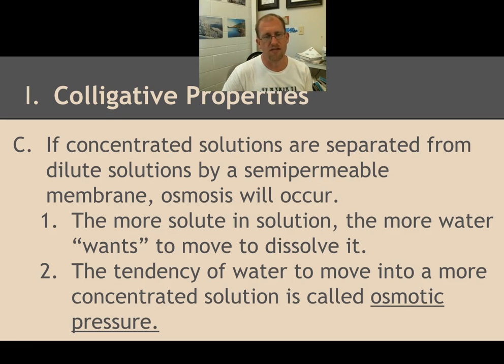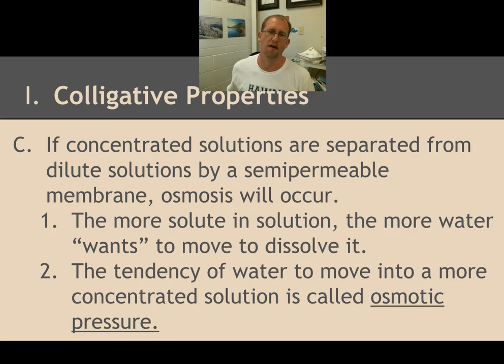If a concentrated solution is separated from a diluted solution by a semi-permeable membrane, osmosis will occur. This is review, purely review. Biology dealt with this a ton. The more solute that is in a solution, the more the solution wants to have more water to dissolve it. So a solution moves towards a lower concentration, and as water can move into that to dissolve, it will. And if it has to cross the membrane, we call it osmosis. The tendency of water to move into a more concentrated solution is called osmotic pressure.